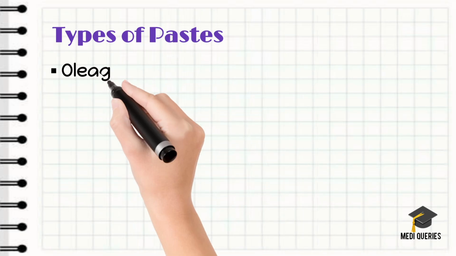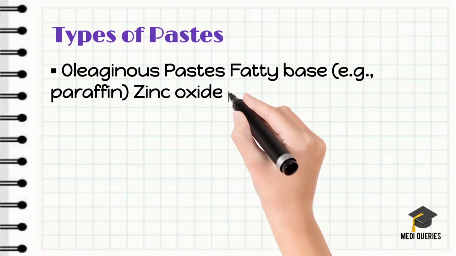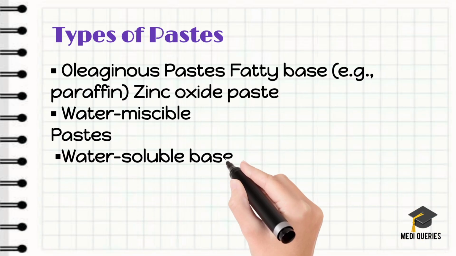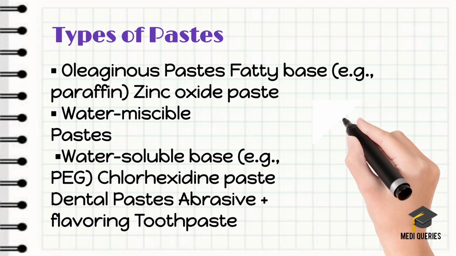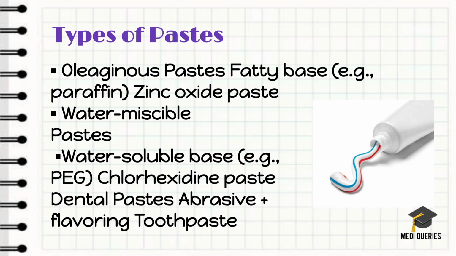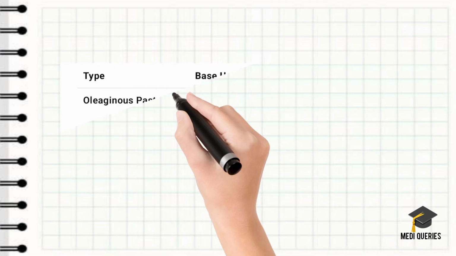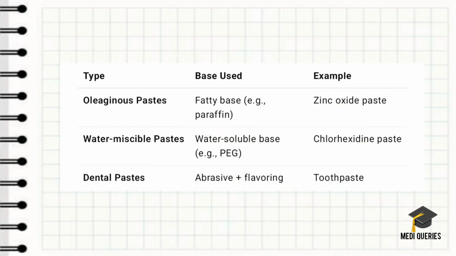Classification of pastes. Pastes can be classified into three types based on their base. The first one is the hydrocarbon-based paste. These mainly contain greasy substances such as white soft paraffin and petrolatum. An example is zinc oxide paste. The second type is the water-miscible paste. These are usually made with a polyethylene glycol base, are greaseless and wash off easily.